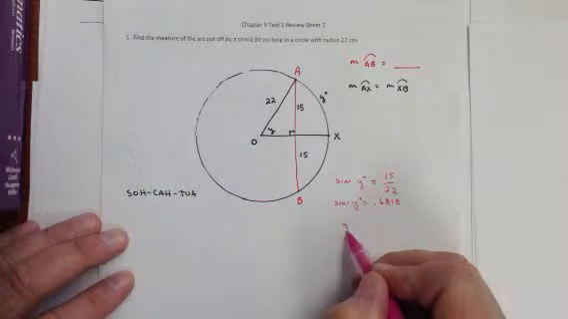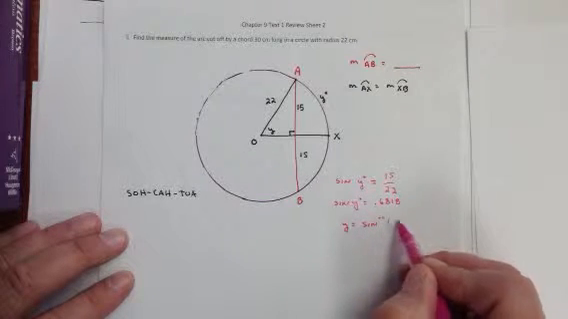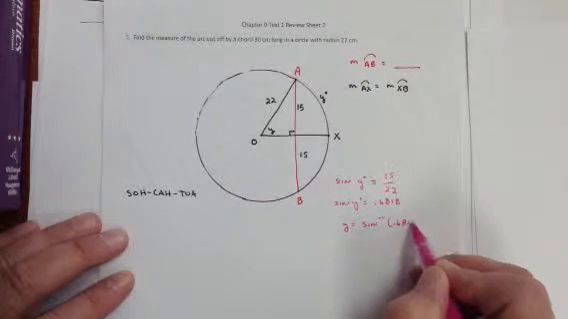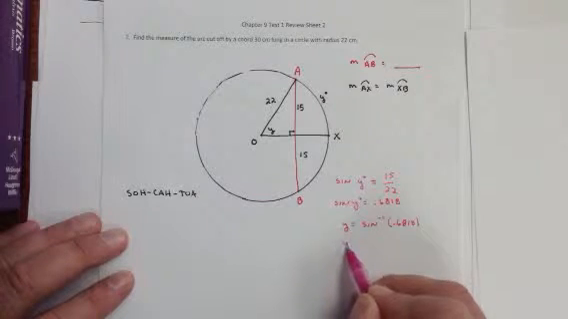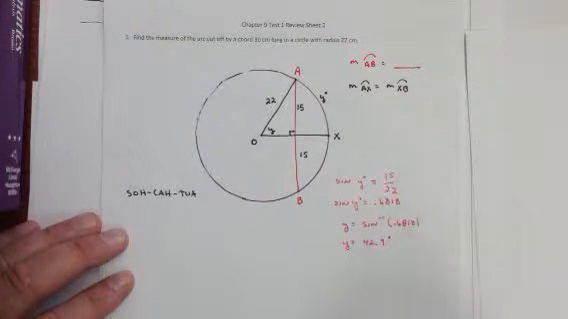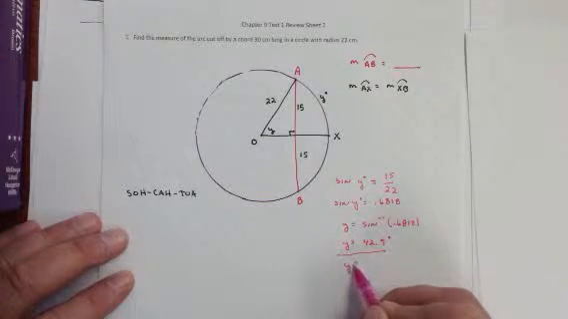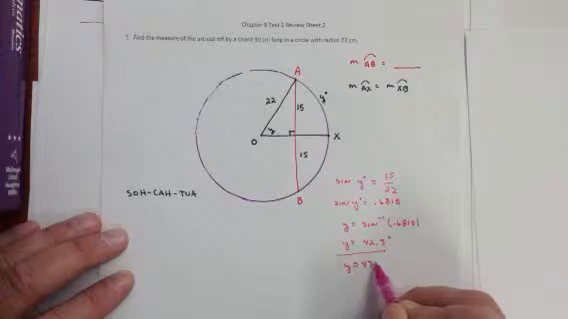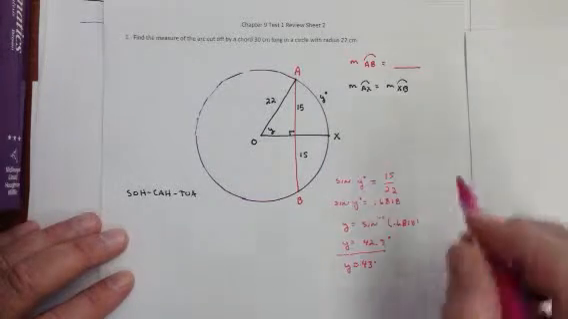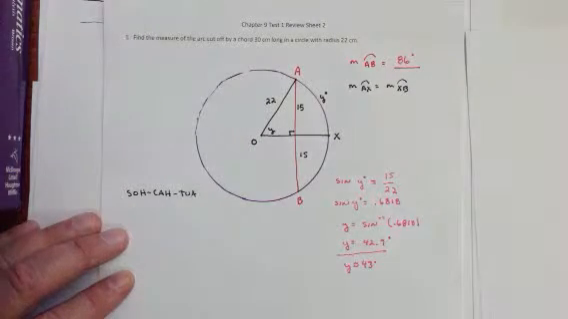I need to take the inverse sine of 0.6818, and that will give me 42.9 degrees. I guess I could call that 43. It's that close. Double that, and the arc is 86 degrees.